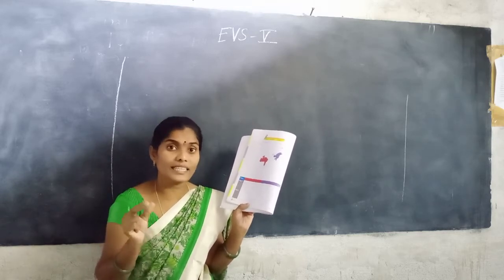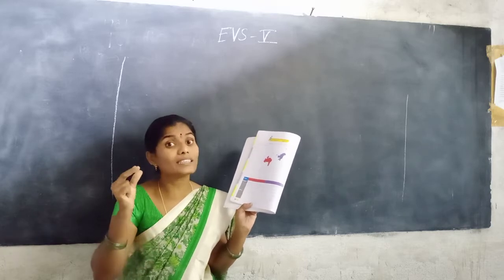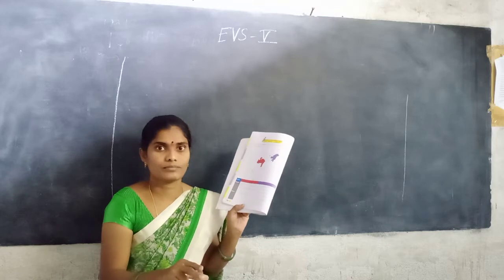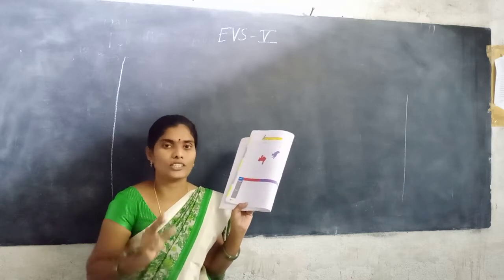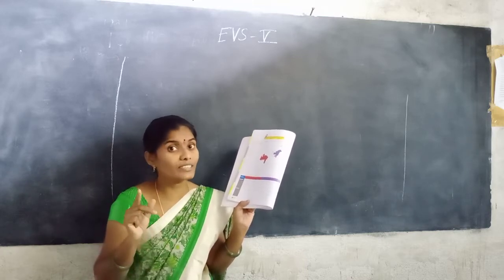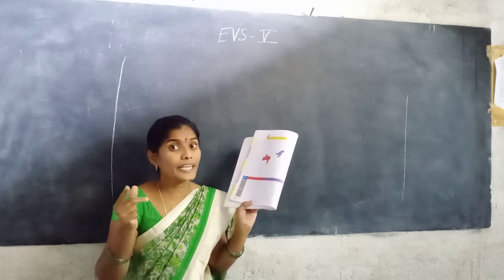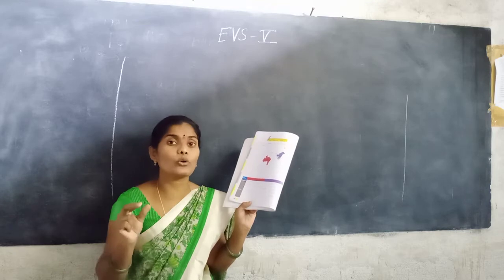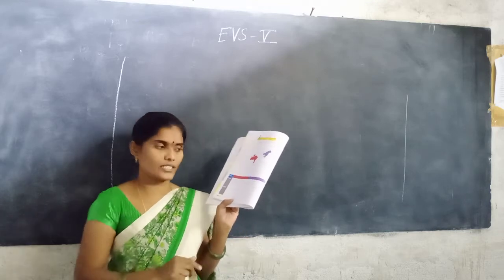Now we have to write the region and what states are located in that region. We have to identify the regions, and write the names of the regions and the states which are located in those regions.